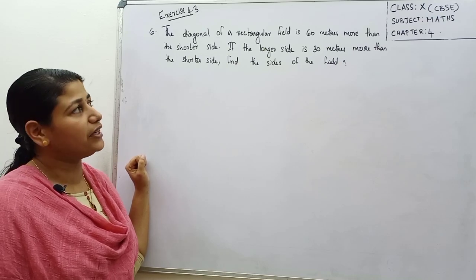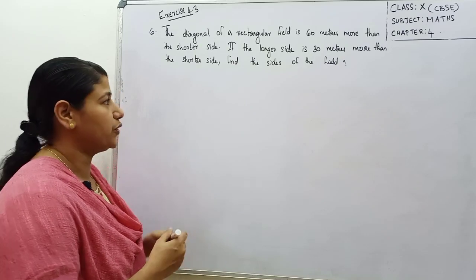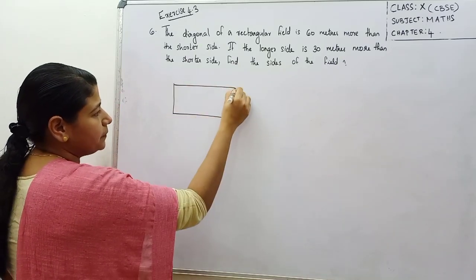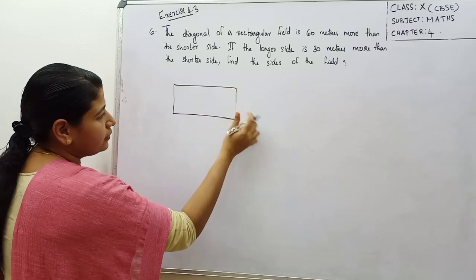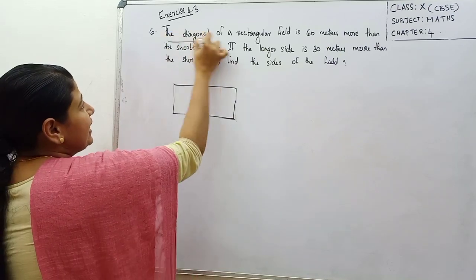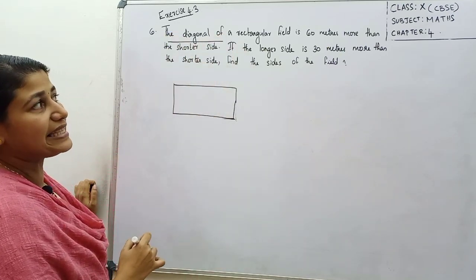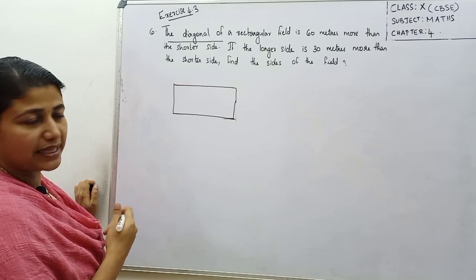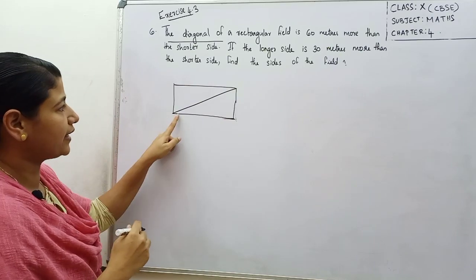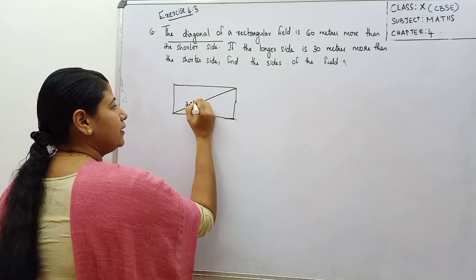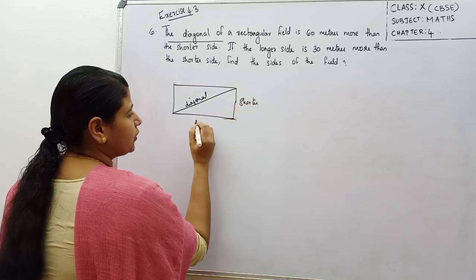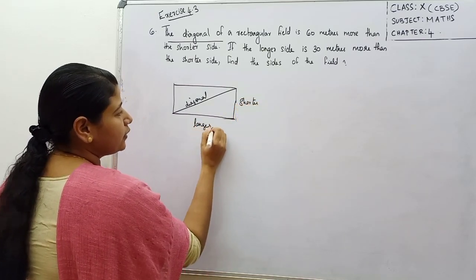So we have a rectangular field. First of all, we want to draw the picture. So I am going to draw a rectangle. This is the rectangle. And it is given that the diagonal of a rectangular field is 60 meters more than the shorter side, so we have to draw a diagonal like this. This is your diagonal. And this is the shorter side, isn't it? This is the longer side.